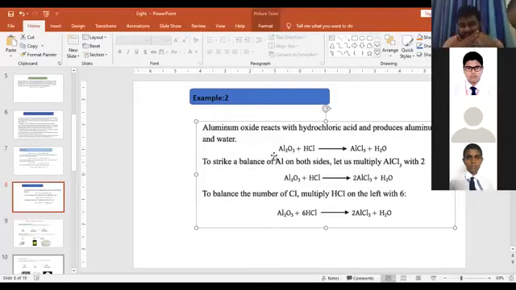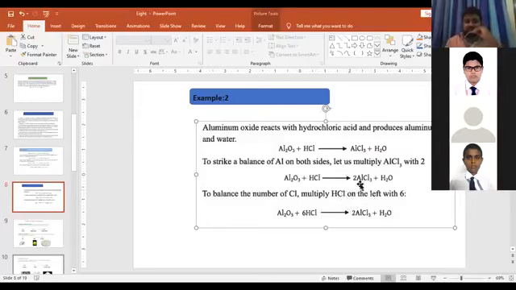The reaction is not balanced, so we will try to balance the equation. On the left side aluminium is 2 but on the right side aluminium is 1. So we will multiply aluminium chloride by 2, to strike a balance of aluminium on both sides. Let us multiply AlCl3 with 2. Now aluminium is 2 atoms on the left and 2 atoms on the right.